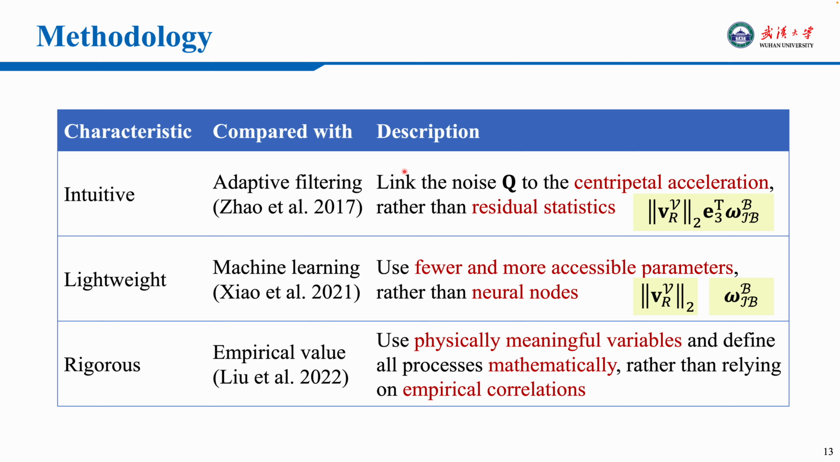If we compare it with other approaches, it connects Q to behavior more intuitively than adaptive filtering, requires fewer and easier parameters than machine learning, and is more principled than using fixed empirical values.